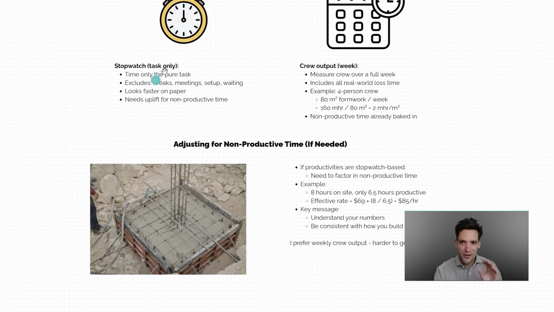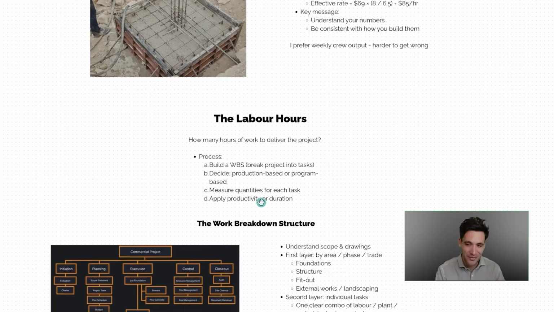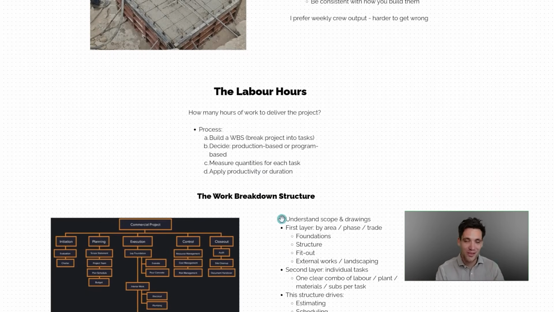And I don't know if I made this too confusing. You just really have to understand how your productivity rates are calculated and what's baked into them. Because if you do double count non-productive time, you'll increase your price a lot. If you don't include it, you'll undercook your productivities. That's why, again, I prefer the weekly method.